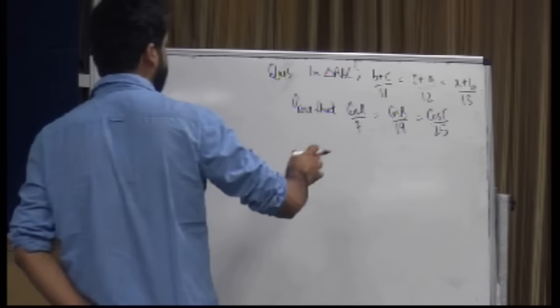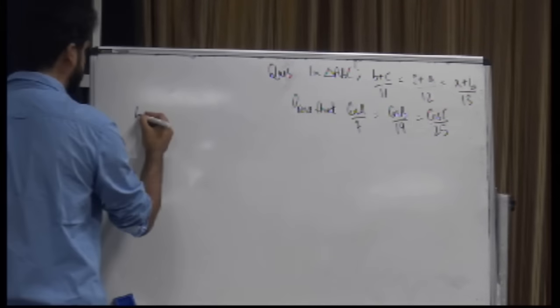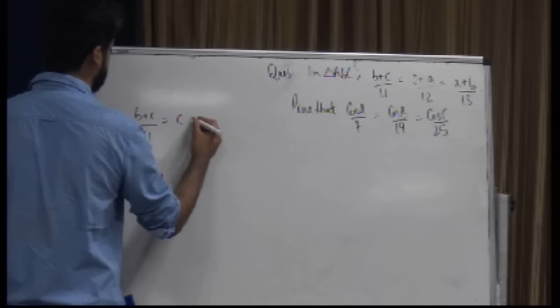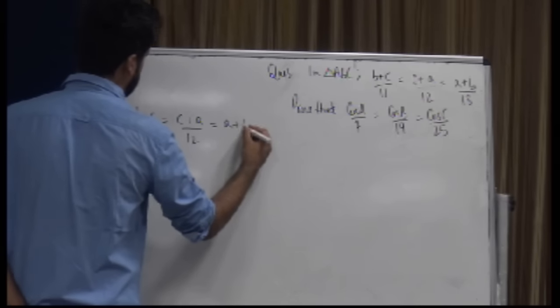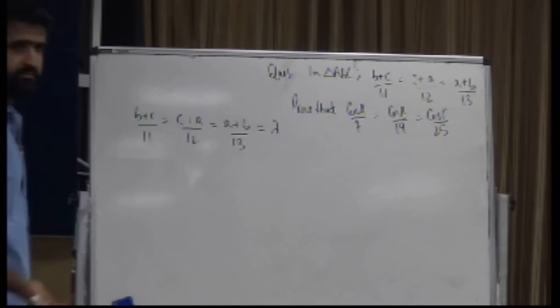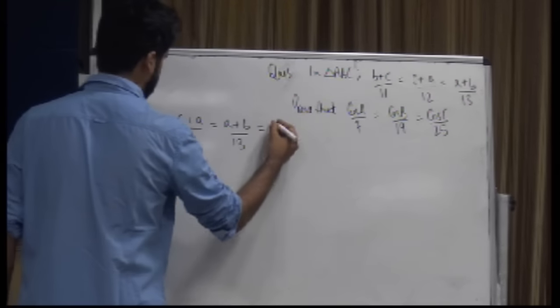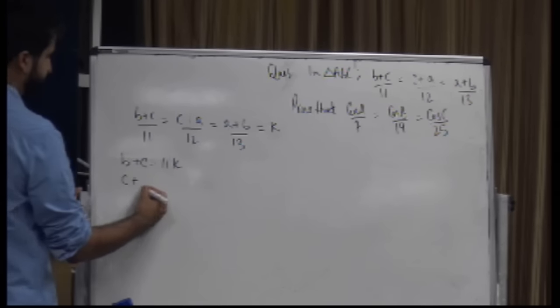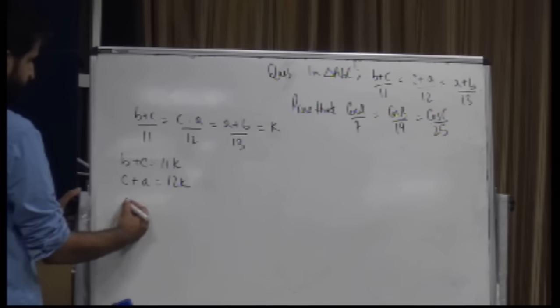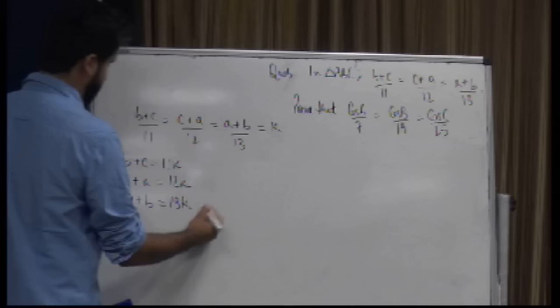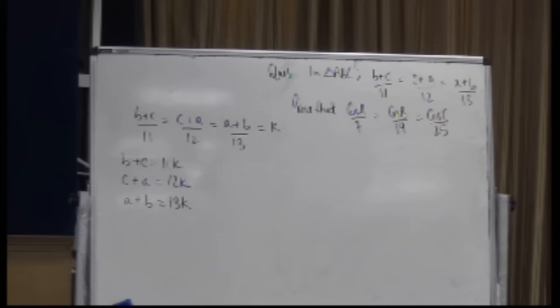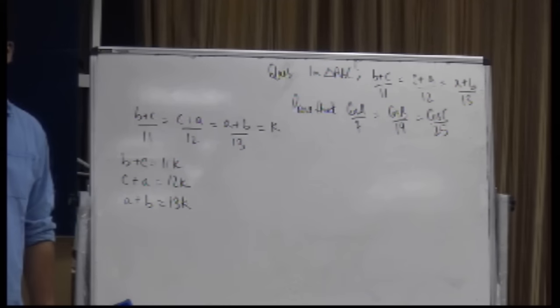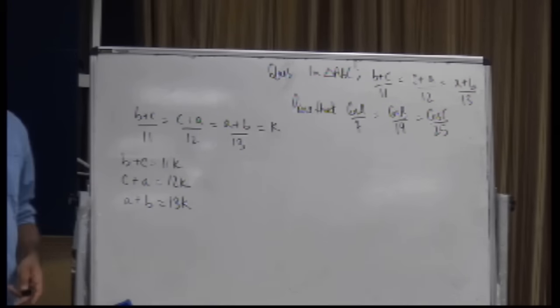So these three ratios of the sides are given. Let's suppose all of these are equal to lambda. So we get these equal to lambda or k. Let's say k. So the value of b plus c will be 11k. C plus a is equal to, okay. How will you calculate the value of a, b and c from here? Can you do it? You have three equations, three variables. Okay. How do you plan of doing it?